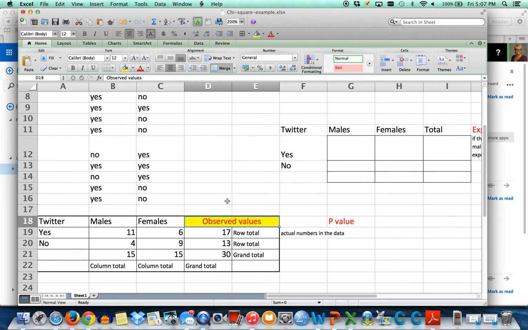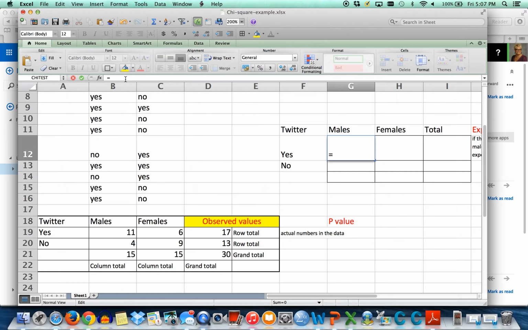And the way that you're going to do that is each box will be different. But for the first box here, you're going to take the column total, multiply it by the row total, and divide it by the grand total. So what that looks like is equal, and this here is B21. We want to multiply that, so we use the asterisk, by D19, and then we're going to divide that by D21.